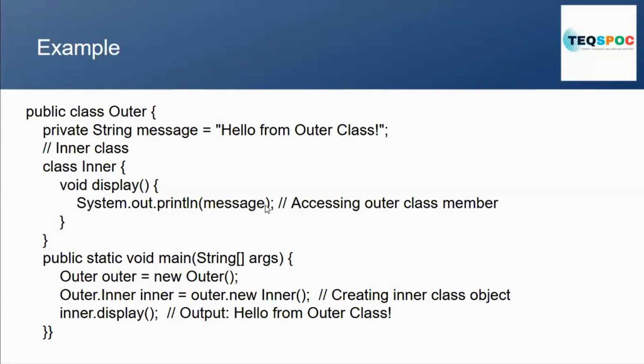Then we have created a main method inside this outer class body. We created an outer class object, Outer outer equal to new Outer, and then we create one object, Outer.Inner inner, which is outer dot new Inner. This creates an inner class object. Then inner dot display will display this message. Let me show you the example. The example will be more clear.